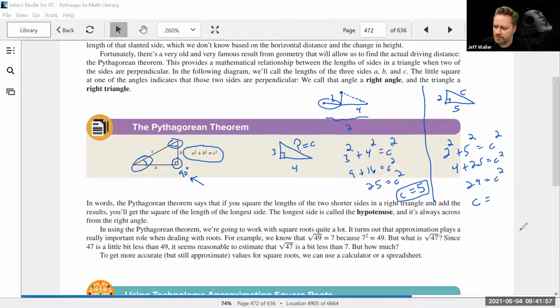How would I write the answer? Why was the answer here 5? What did you do to 25 to get 5? 5.5? Stop, I don't care about that. I want the exact answer. What did you do to 25 to get 5? You can tell me. Anybody? Took the square root. So what do we do here? How do we get c? What do we do to 29? Square root of 29.